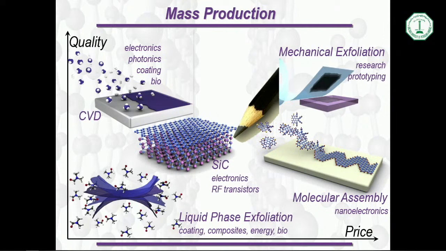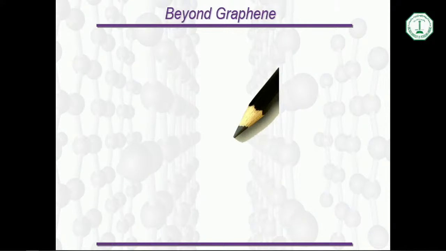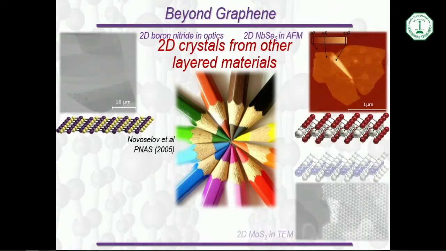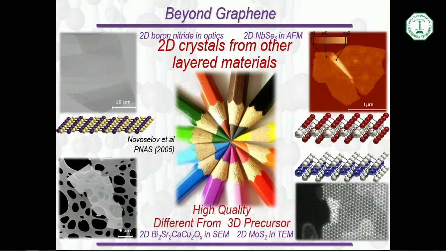But apparently that was only the beginning of the story, because of course you can ask yourself, if you can make graphene from lead pencils, what happens if you take any other pencils? Would you get some other materials? And the answer is yes. You actually can create many other two-dimensional crystals.